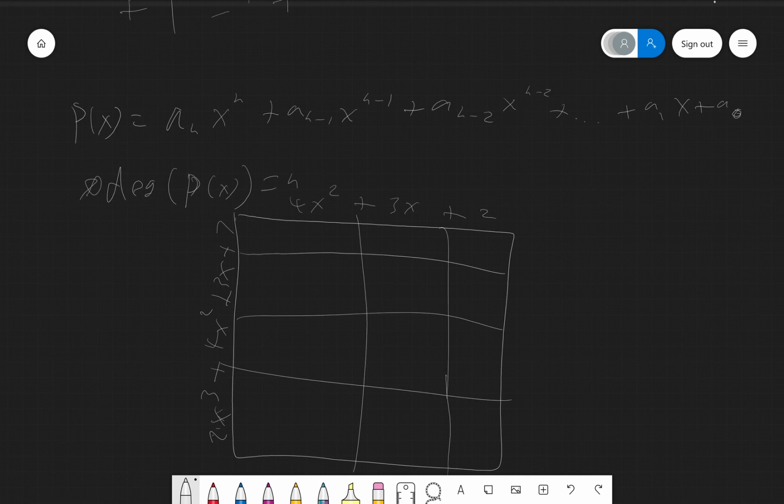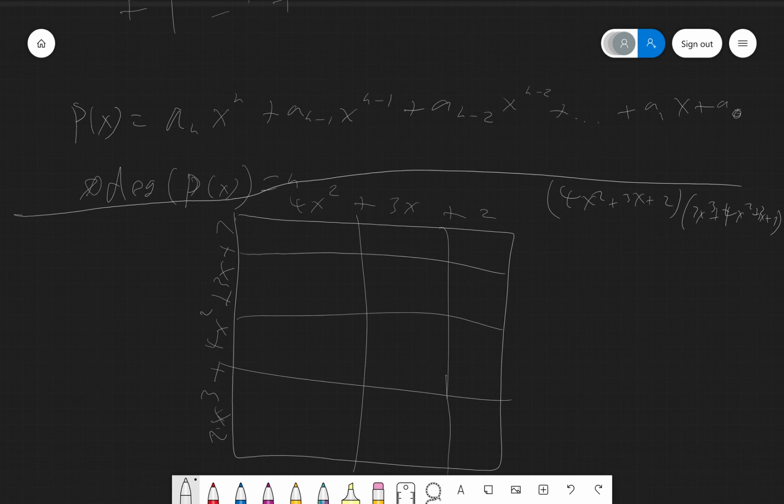Now we're looking for what is 4x squared plus 3x plus 2 times 2x cubed plus 4x squared plus 3x plus 7. Now, again, remember, we just multiply every pair, right? So we do the first times the first, first times second, first times third, first times fourth, second times first, second times second, second times third, second times fourth, third times first, third times second, third times third, third times fourth, right?